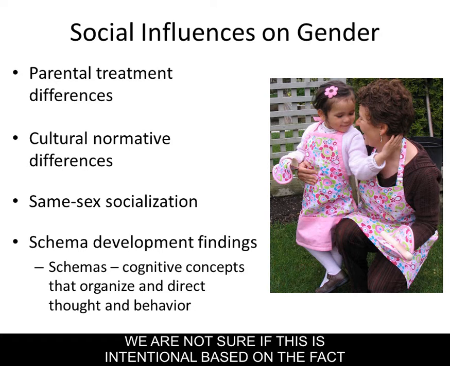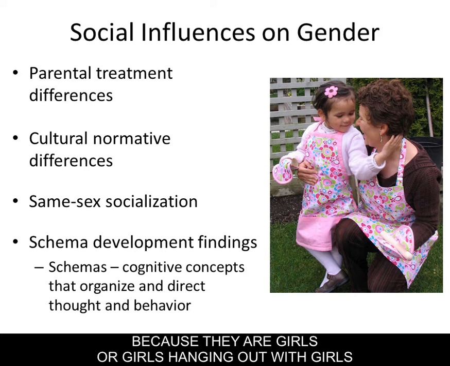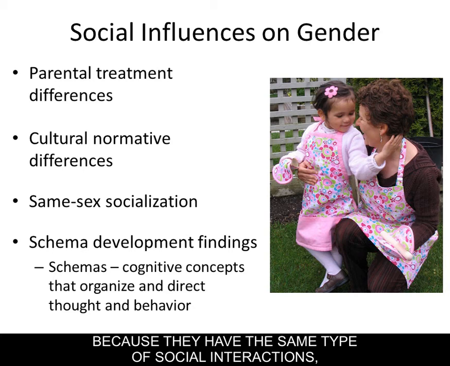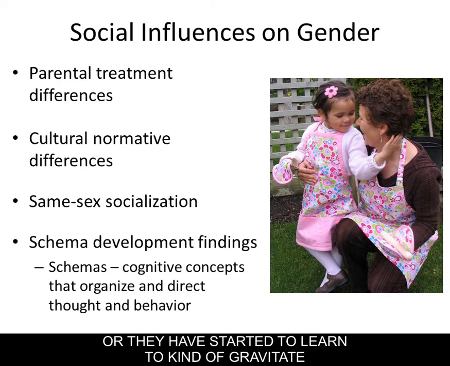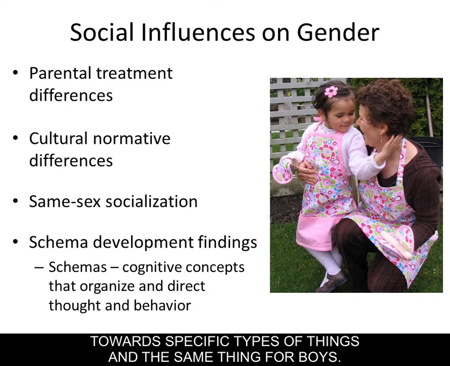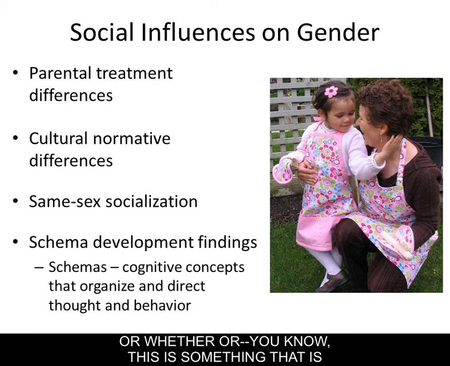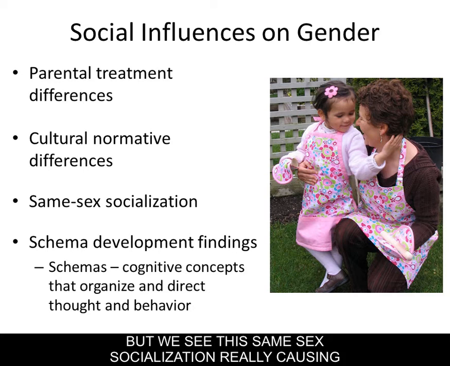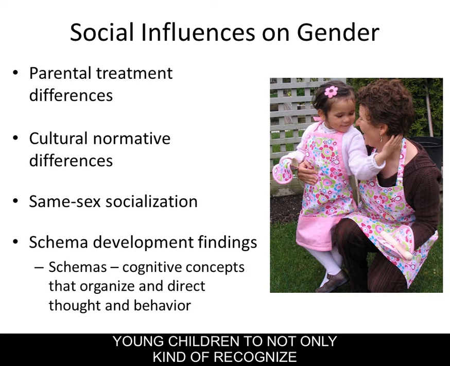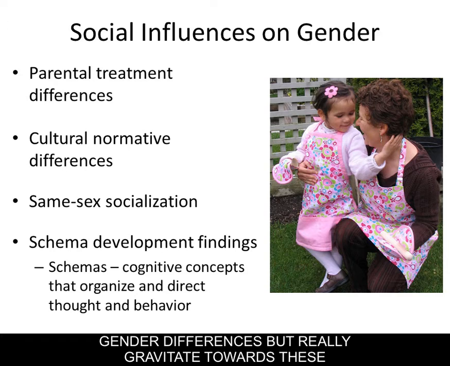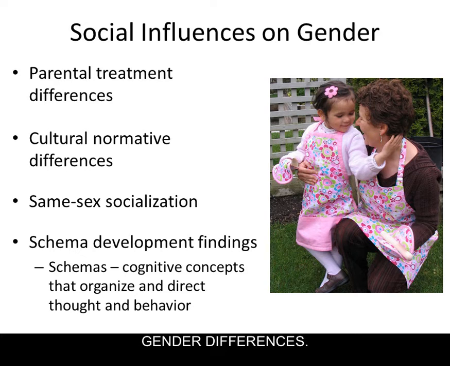We're not sure if this is intentional, based on the fact that you've got girls hanging out with girls because they're girls, or girls hanging out with girls because they have the same type of social interactions, or they've started to gravitate towards specific types of things, and same thing for boys, or whether this is something that's a biological predisposition, but we see this same sex socialization really causing young children to not only recognize gender differences, but really gravitate towards these gender differences.